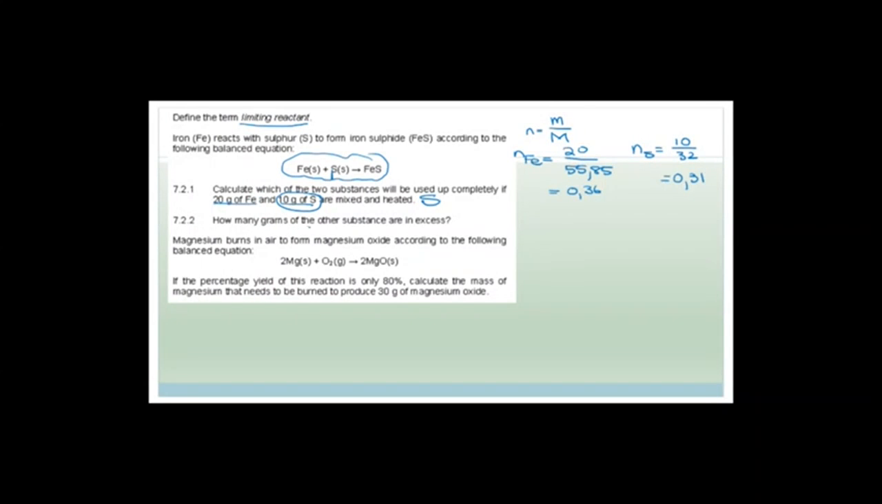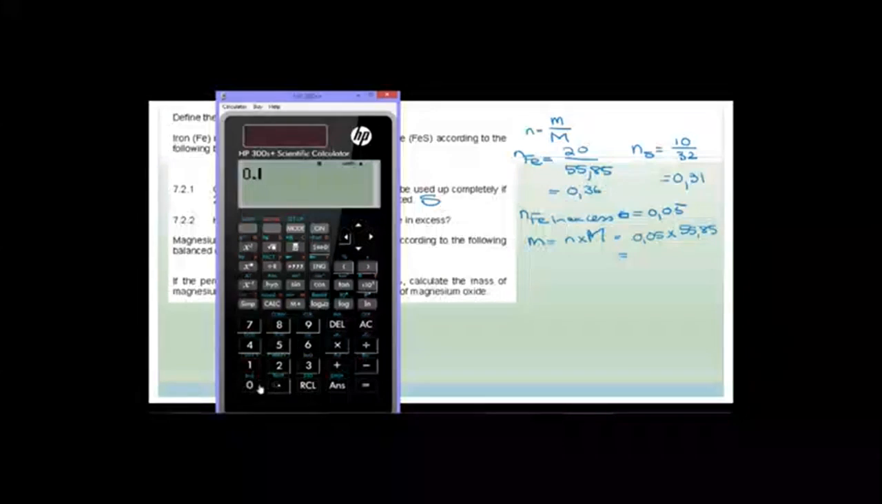Then it says, but how many grams of the other substance are in excess? Okay, so do you agree that the number of moles of Fe in excess is actually just going to be 0.05 moles. Okay, this is 0.36, this is 0.31. So the difference is 0.05, okay? So therefore we can say, well, the mass is going to be the number of moles times the molar mass, which is 0.05 times 55.85. So let's do that. So that's 0.05.